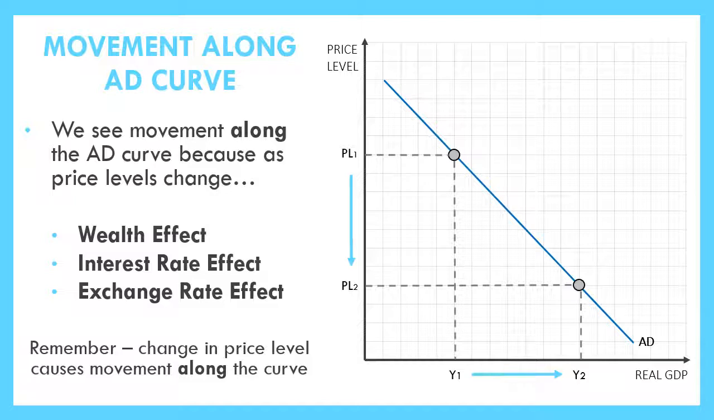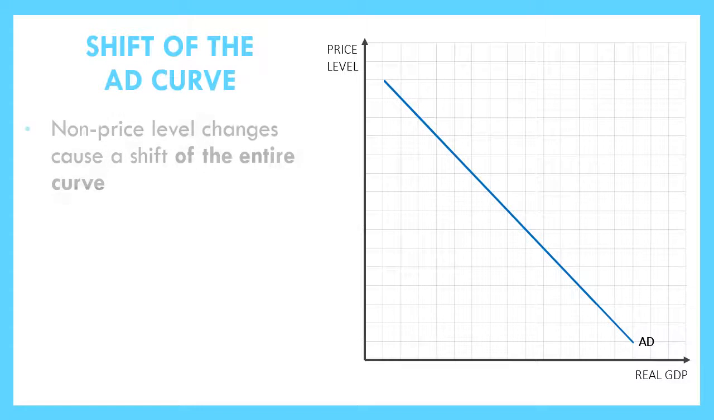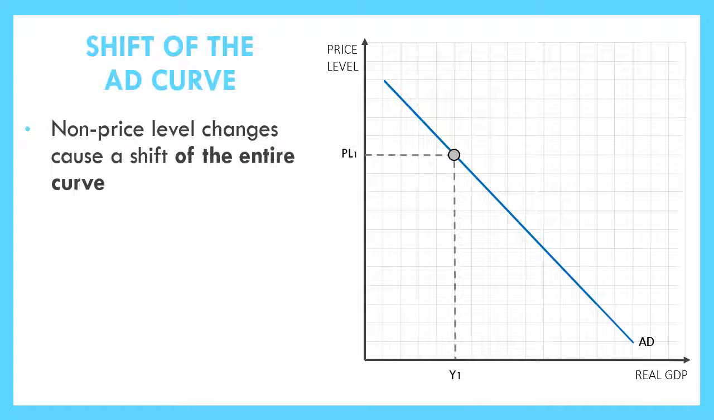But remember, a change in the price level is causing that movement along the curve, right? Change in price level, along the curve. So that's movement along the curve, but what are determinants that would cause a shift of the entire aggregate demand curve? We call these non-price level changes. Just like we saw with micro, there are non-price determinants that cause a shift of the entire curve.